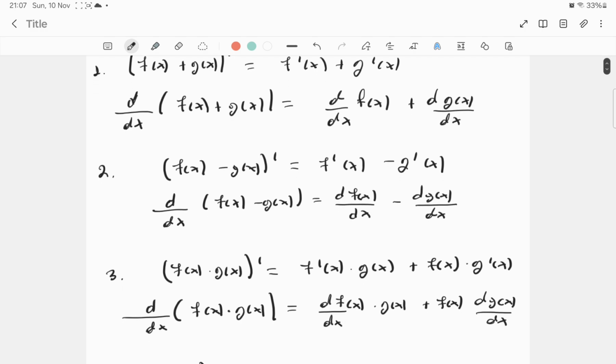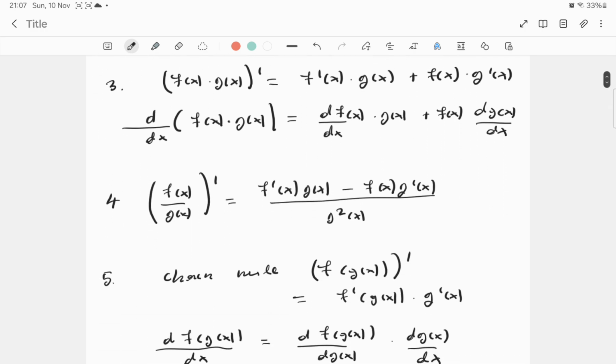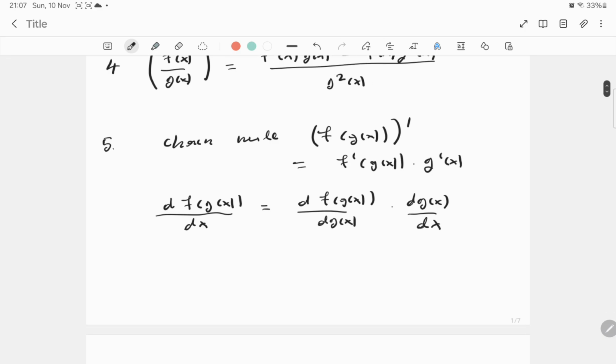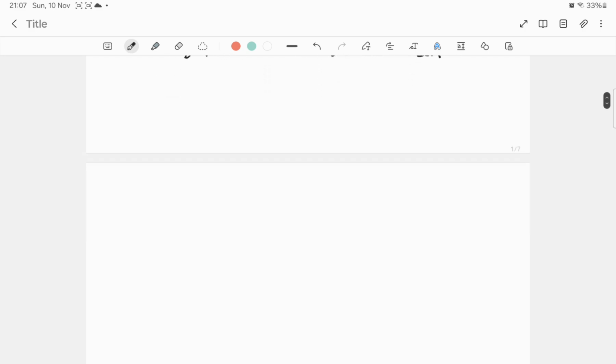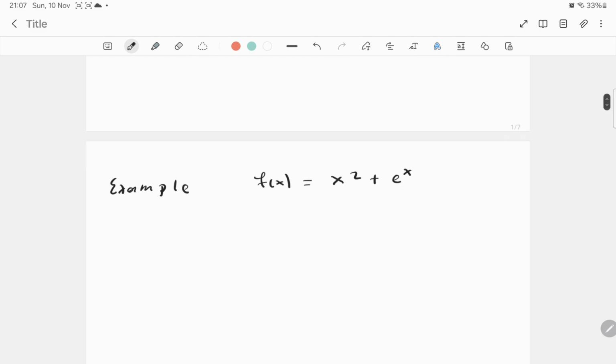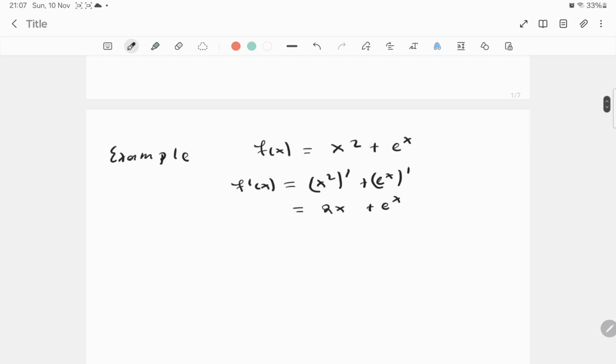Okay, let's see. We have the sum, the difference, the product of two functions, the quotient, and the composition of two functions. Let's have a look at some examples. You have f of x equals x squared plus e to the power of x. F prime of x equals the derivative of x squared plus the derivative of the exponential: 2x, the derivative of x squared, plus e to the power of x.